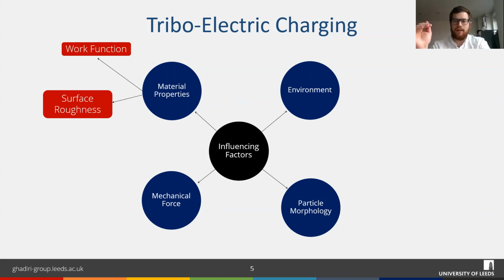So materials at the top of the list will charge positively, whereas those at the bottom will charge negatively. And the difference between them in that list gives you an idea of the sort of magnitude that you can expect if you had these materials contacting each other in your system.